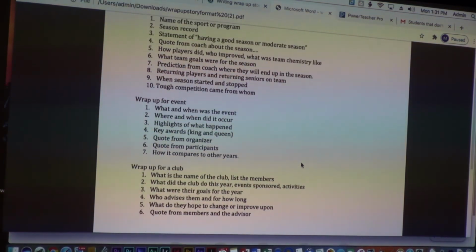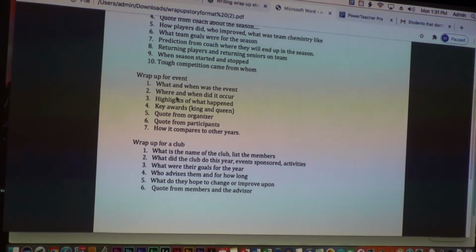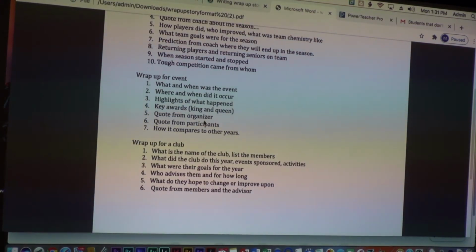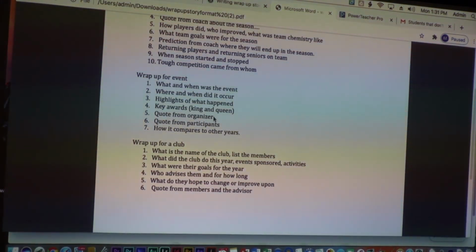All right, what if it's an event, like homecoming? So, what and when? Where and when did it occur? What were the highlights? Key awards, like who the king and queen and the court were, things that happened during the night, like who was the DJ? Did they serve food? Was it good? If not, where did people go? Get a quote from the organizers, get a quote from the participants, and maybe how it compared to other years, and that's it. So, just really basic.